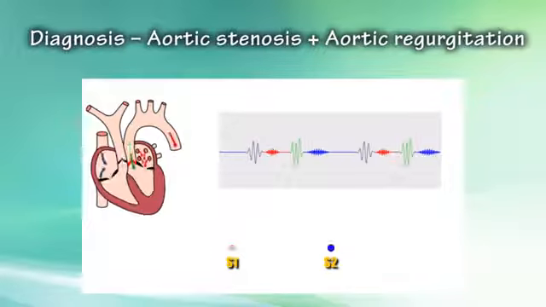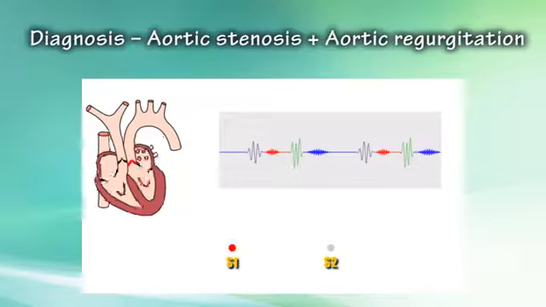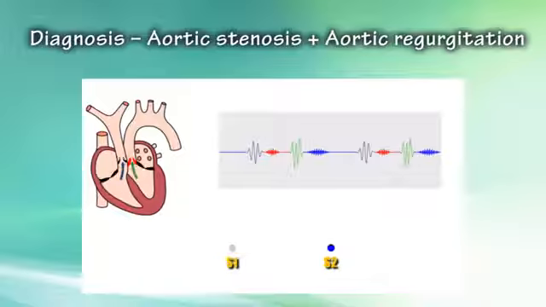Auscultation typically would reveal a systolic and a diastolic sound heard at the base of the heart and also at the left sternal edge. Remember, a combination of a systolic murmur at the base of the heart and an early diastolic murmur at the left sternal edge is typically seen in combined aortic stenosis and regurgitation.